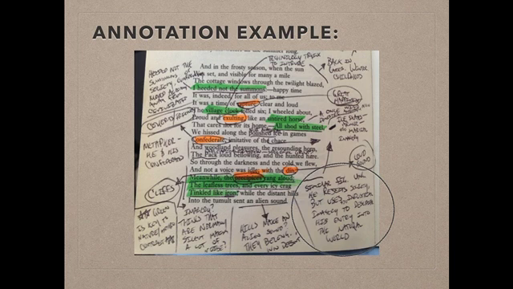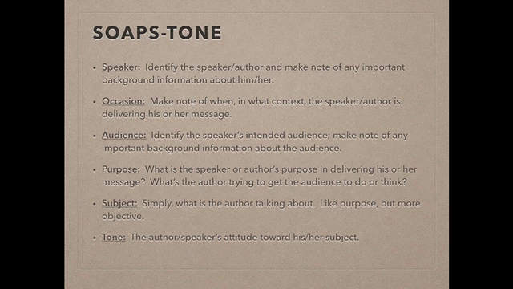So there's an example. And then the last thing that I want to talk to you about is the chart that you're going to have to fill out on the back. And I've used an acronym that I'm sure you've heard before. It's called SOAPstone. I think you've used it in history class probably before, if not in English class. So SOAPstone stands for speaker, occasion, audience, purpose, subject, and tone. So for the speaker, obviously you're identifying the speaker. You want to get more than just his or her name, though. So identify the speaker, but also make note of important information about them that could color the sort of message that they're going to deliver.